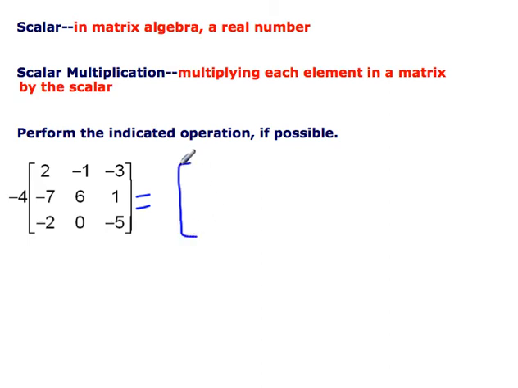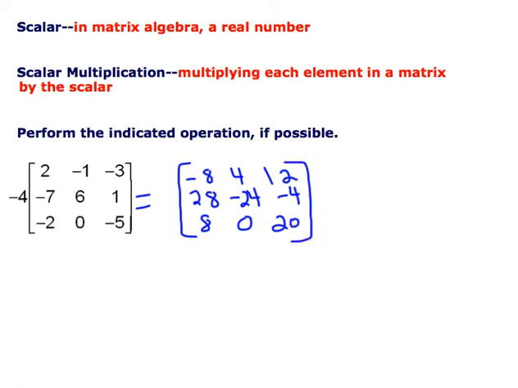So that's going to leave me with -8, +4, +12 in the first row. Now we take the second row times -4. That's going to be +28, -24, and -4. And moving down to the third row, if I multiply by -4, I'd have +8, 0, and +20. So that would be the scalar multiplication of that matrix.